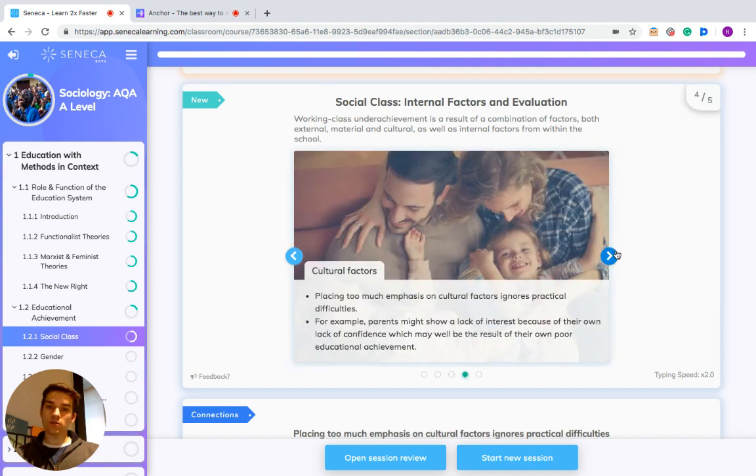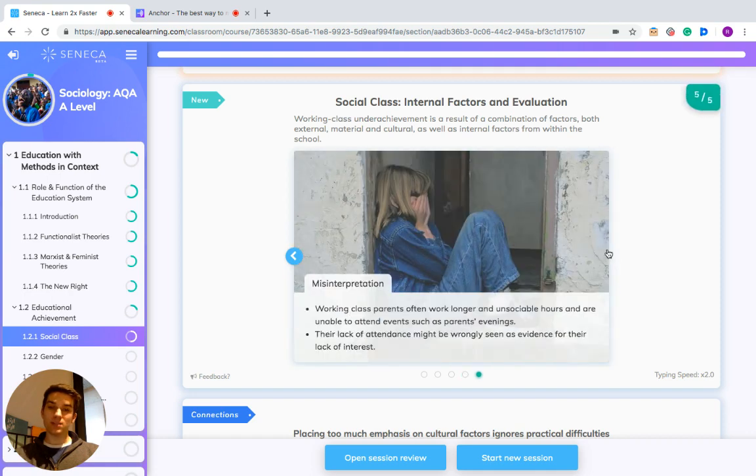Now remember, placing too much emphasis on the cultural factors can ignore the practical difficulties involved. For example, parents might show a lack of interest because of their own lack of confidence, which may well be the result of their own poor educational achievement or their own bad experiences at school.